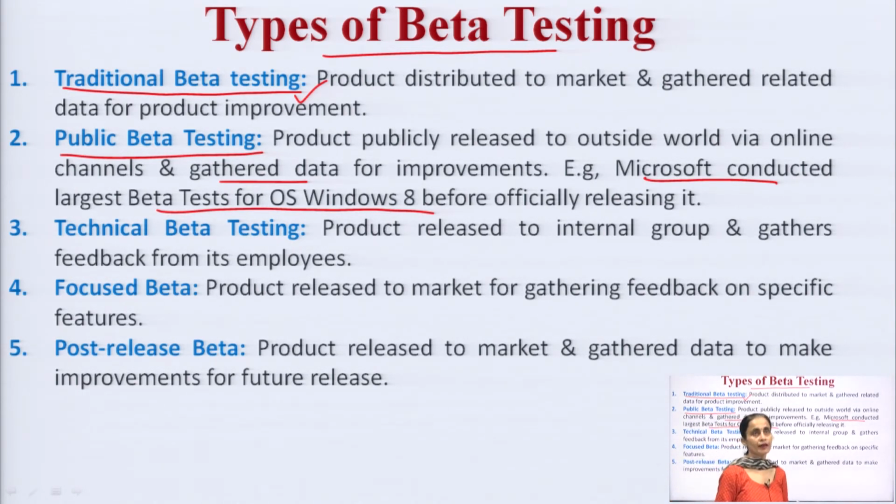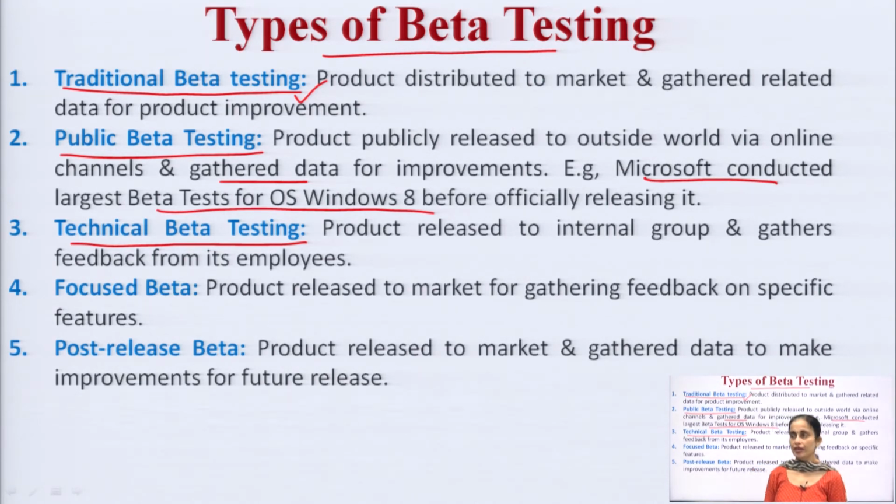So, this is our public beta testing. Then the third kind is technical beta testing. Technical beta testing means the product is released to an internal group, to the organization's persons, and then feedback is gathered from its employees.